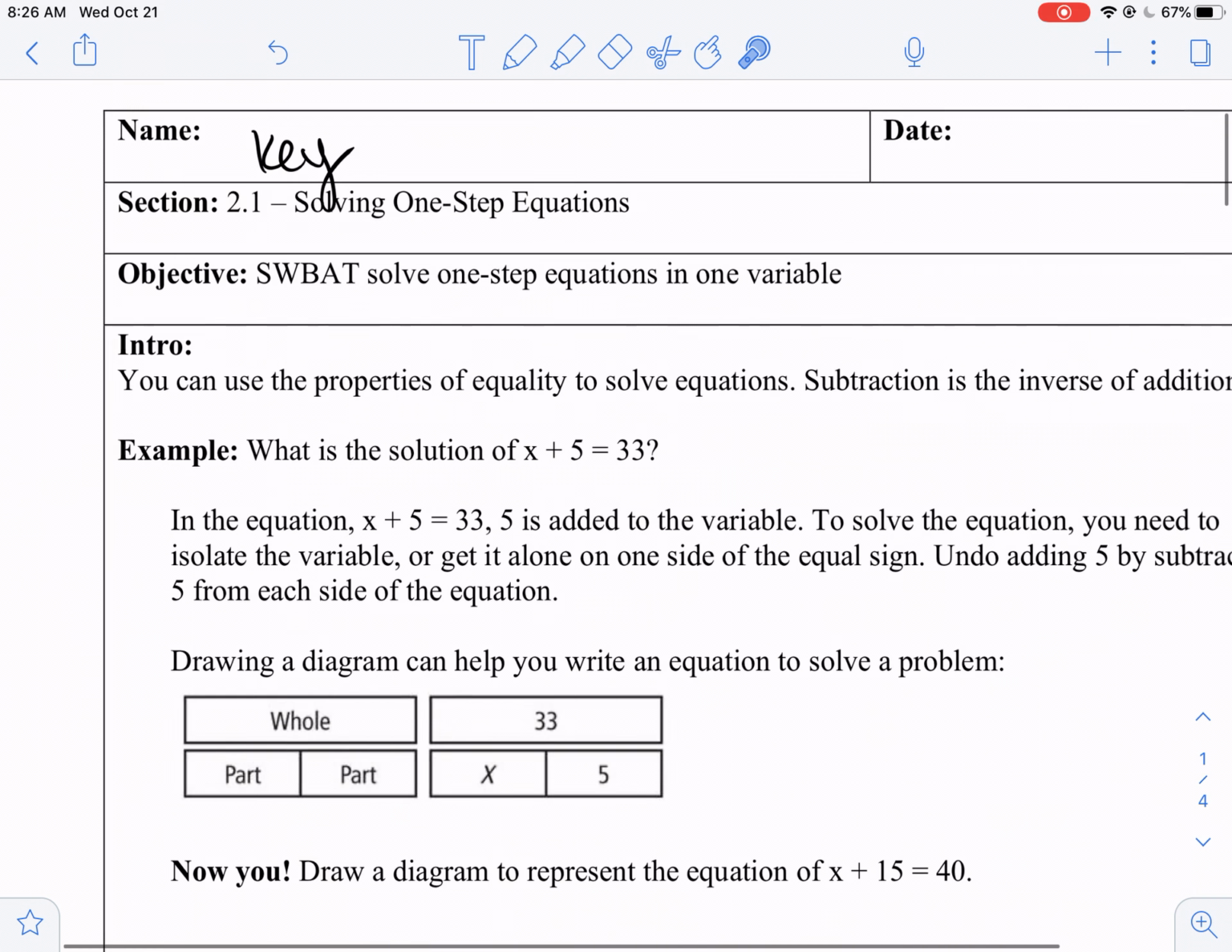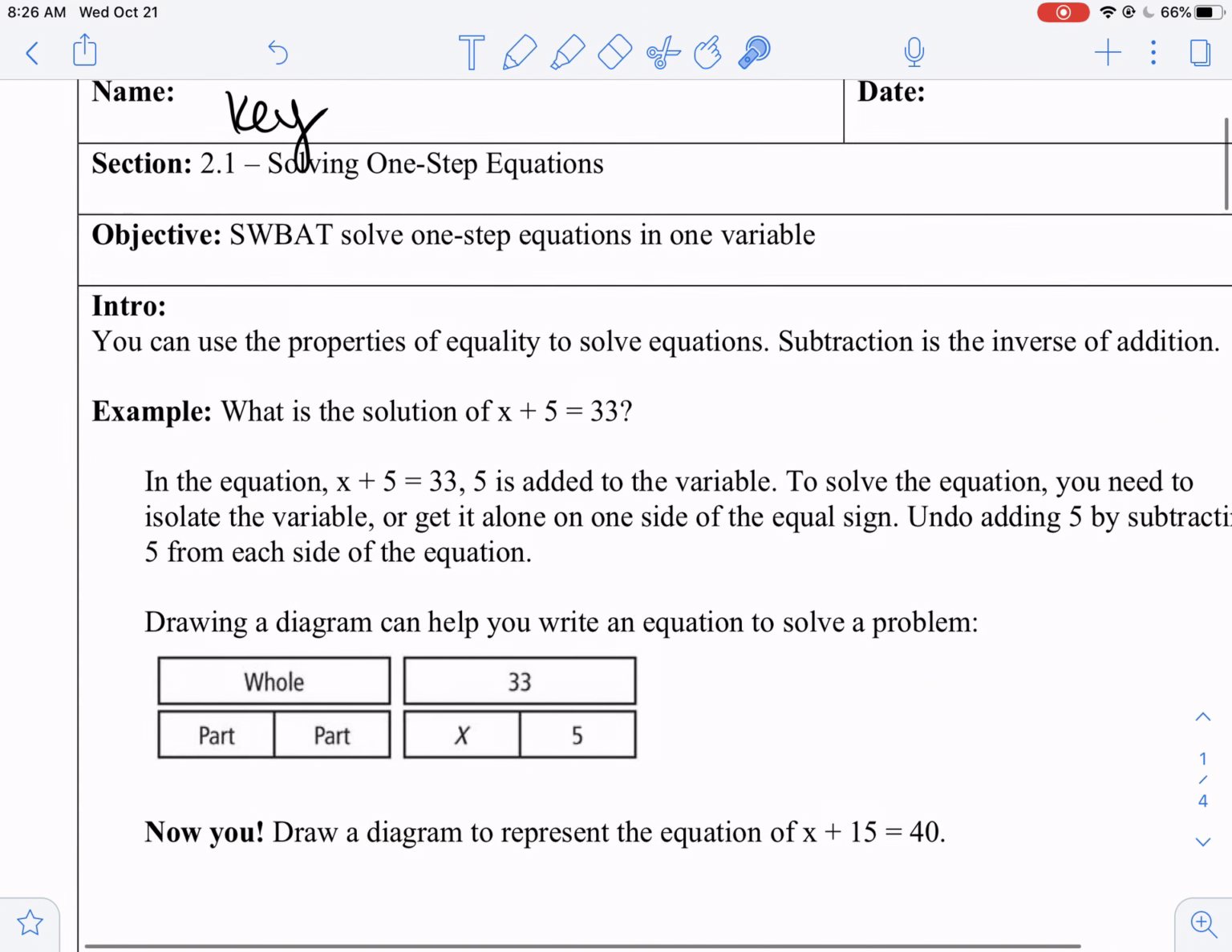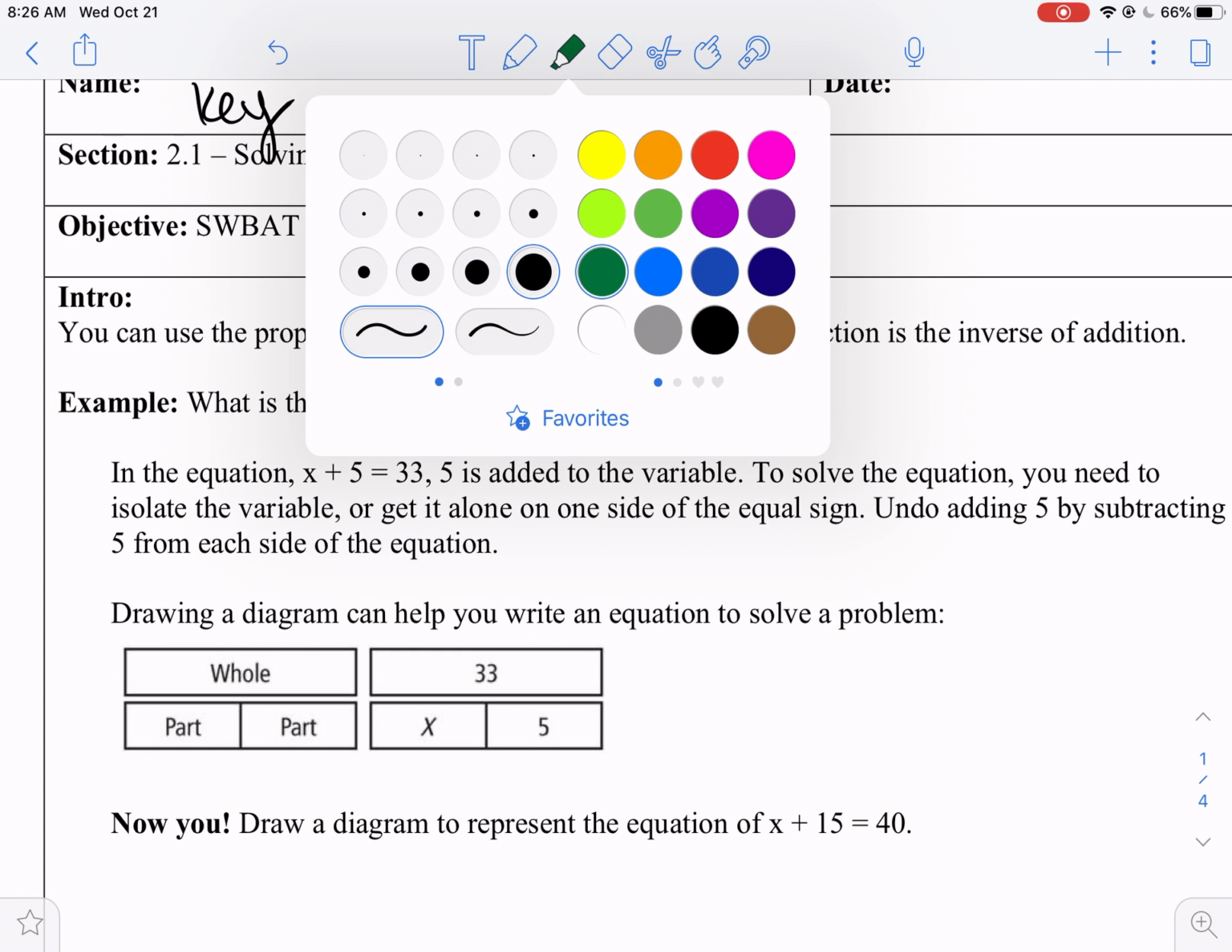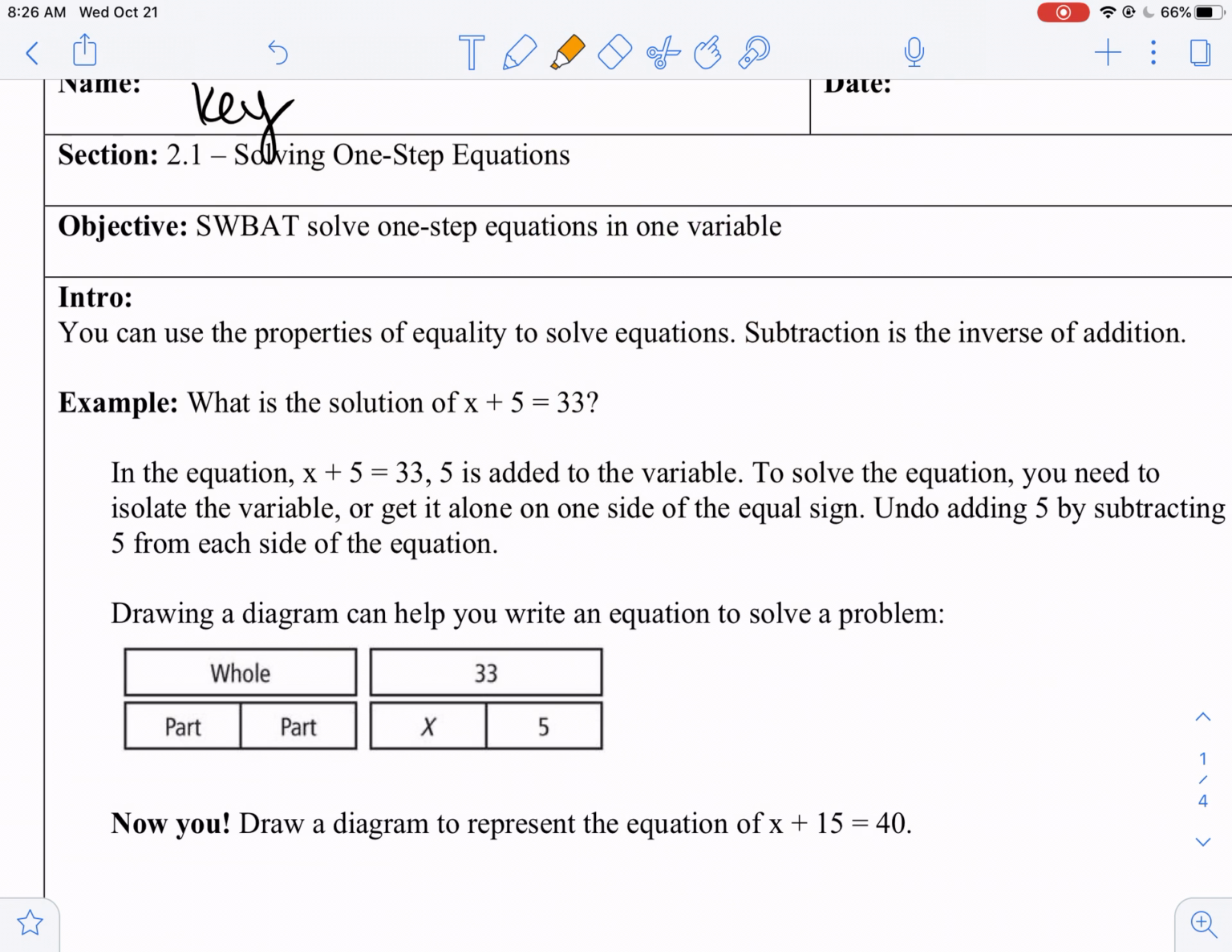So let's say we have this equation, x plus 5 equals 33. What's happening here is we have some number x and we don't know what it is. But we know that when we add 5 to it, we get 33. So there's some number x plus 5 is 33. We don't know what that number is, so we represent it with a variable.